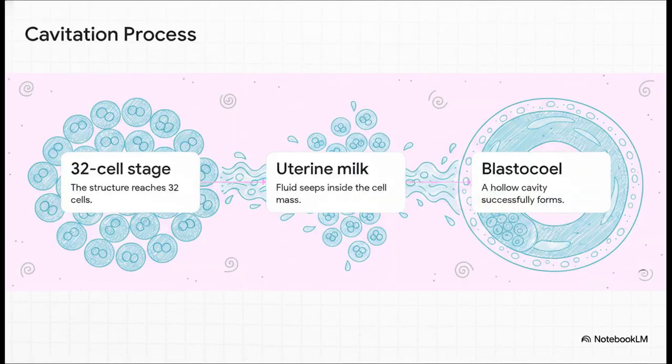But as soon as it hits the 32-cell stage, this amazing transformative process called cavitation kicks in. Fluid secreted by the endometrium, often called uterine milk, starts to actually seep inside this solid cell mass. This fluid physically pushes the cells apart to form a hollow cavity right in the center, which is known as the blastocoel. So the once solid morula has officially hollowed out to become a blastocyst.